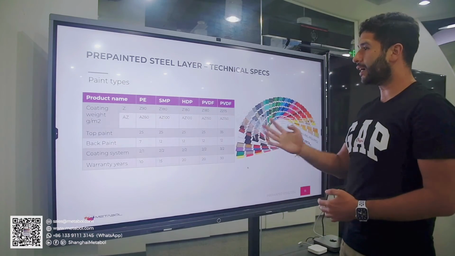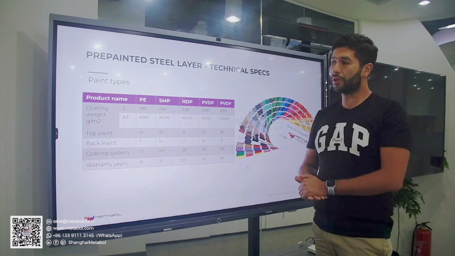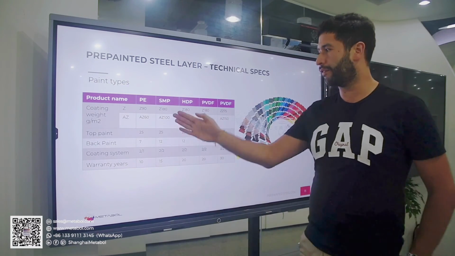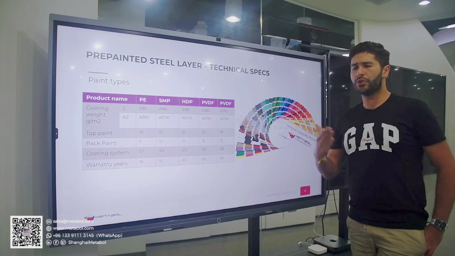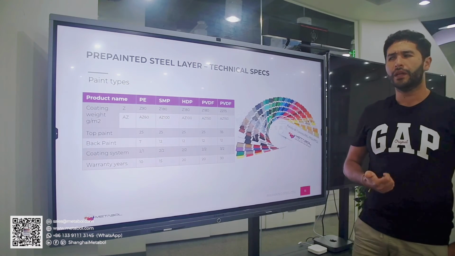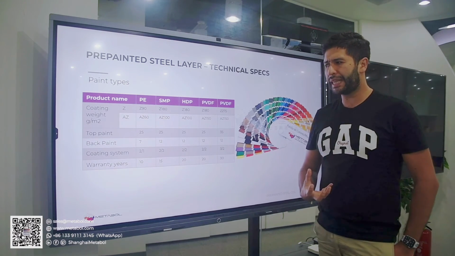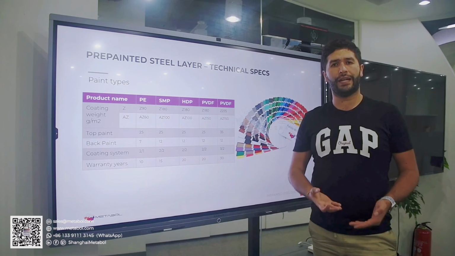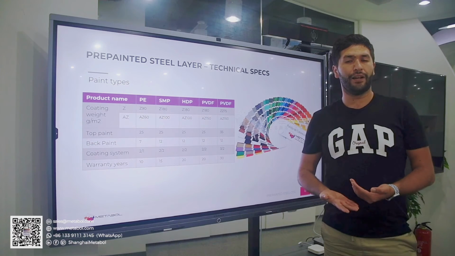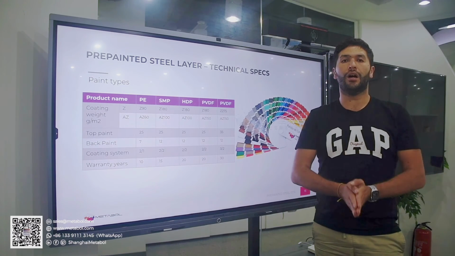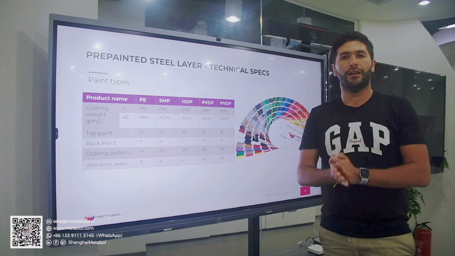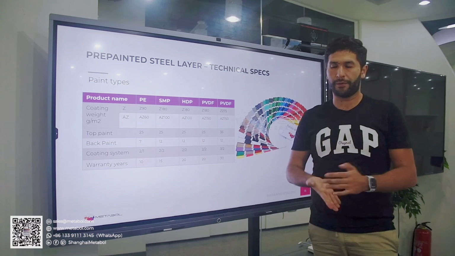Regarding the different paint types, as I was saying before, PE painting is not the same as PVDF. Each one of them has different properties. So it's important that we understand each one of them has a different application. And of course, it depends only on your project, only on your client. So we can talk more specifically together.